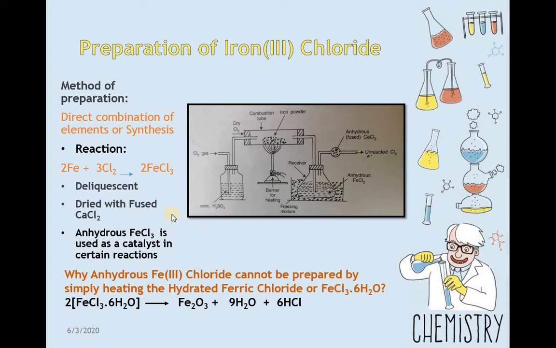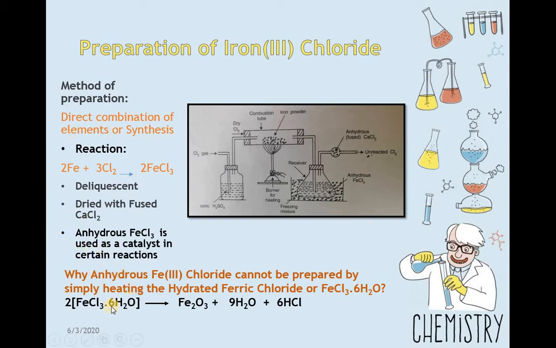Now you can find the reaction. This is iron which is heated. This is the dry chlorine gas. You get FeCl3. Iron chloride is highly deliquescent, so it is kept dry, using fused calcium chloride or anhydrous calcium chloride, a popular drying agent. Anhydrous FeCl3 is used as a catalyst in certain reactions.